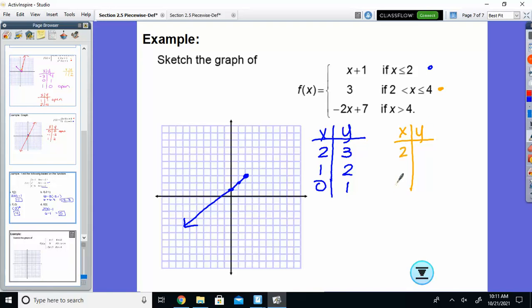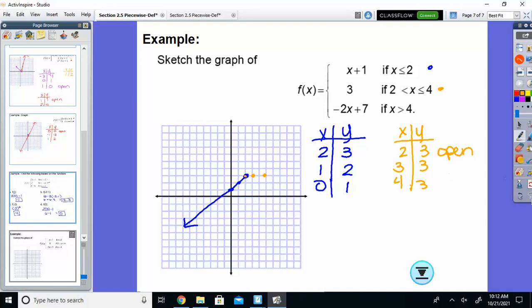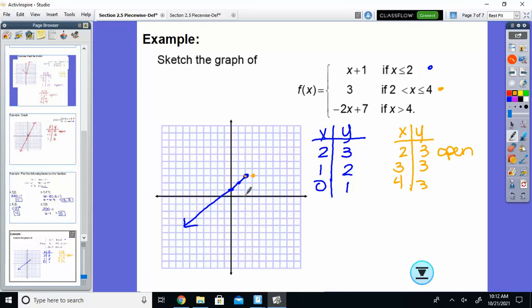Second piece, what numbers do you have to plug in? 2. Right. And then if you want, you can do maybe a 3 in the middle. Will either of those be open? The first one, 2. And the 4 is closed. Good. What am I getting out every time? 3. So 2, 3 is open, but I already have a closed circle there, so you just leave it closed. 3, 3, 4, 3. Does this keep going either direction? No. We had a starting and a stopping point. So it's just that little piece of a horizontal line.